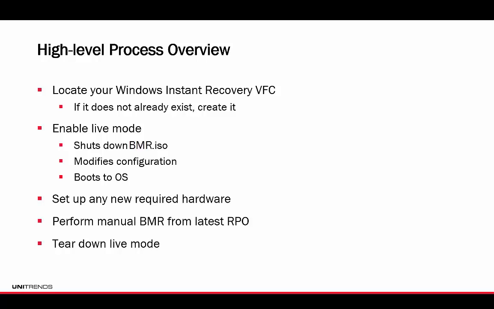Once again, we went through the overview of the failback. You've got to perform that manual bare metal recovery from your latest recovery point and fail back over to your new hardware. Once you're back up and running on your new hardware, then you tear down the live mode running off the Unitrends appliance and then set it back up again. That way, the next time the new hardware fails again, you're ready to fail it over in live mode again.